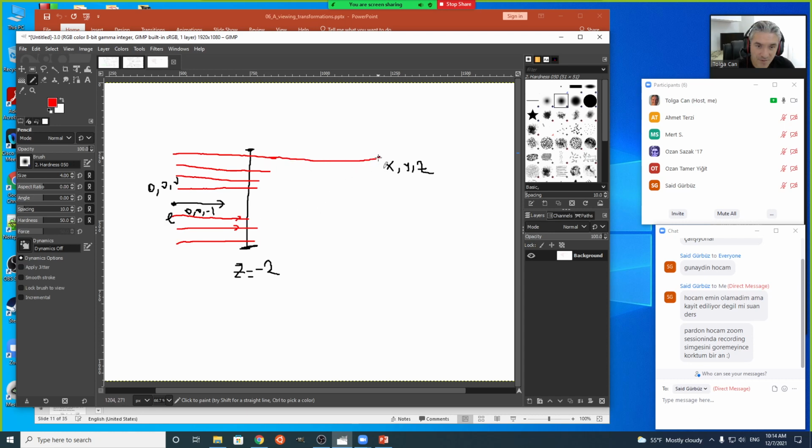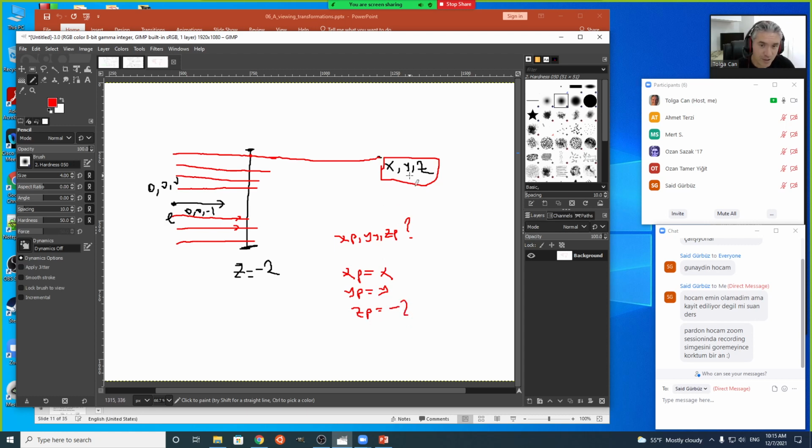Orthographic projection becomes something very easy. If you have X, Y, Z, which coordinate is going to be projected on this image window? What is XP, YP, ZP? Since everything is parallel to each other, the XY coordinates actually do not change. XP is equal to X, YP is equal to Y, and ZP is equal to Z? No, ZP is equal to -2.